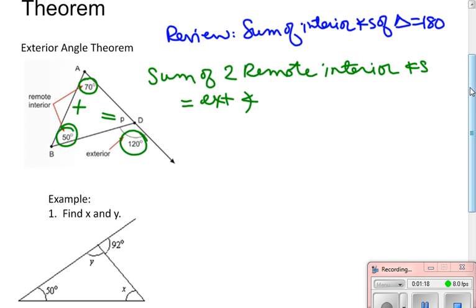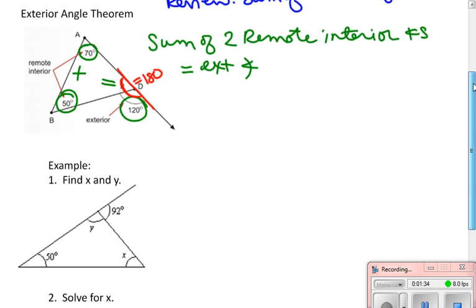Now don't forget that these two angles right here form a linear pair, and so the two of them together equal 180, and so there are a multitude of ways to solve for missing angles in and around triangles.